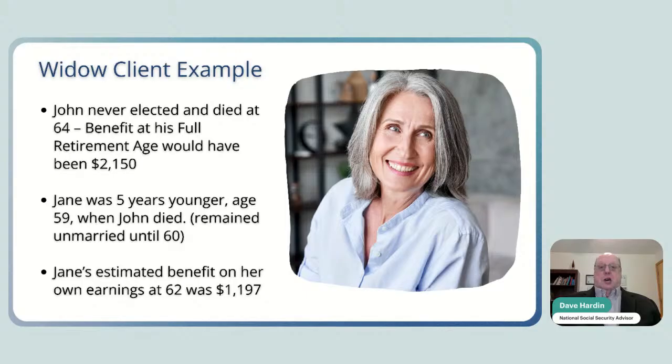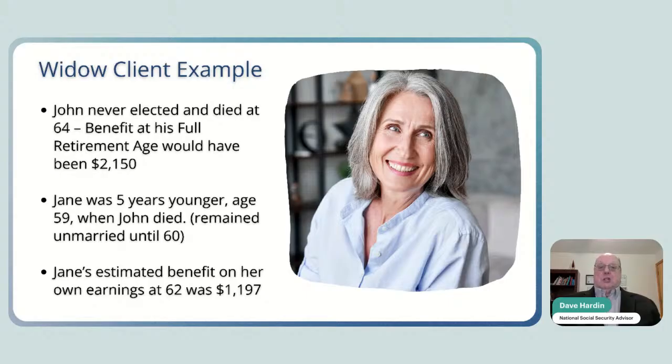All right, this is John, never elected, dies at age 64. Jane, his spouse, well, his full benefit at retirement age would have been $2,150. Jane's 5 years younger. She's age 59. When John dies, she remains unmarried till her 60th birthday.